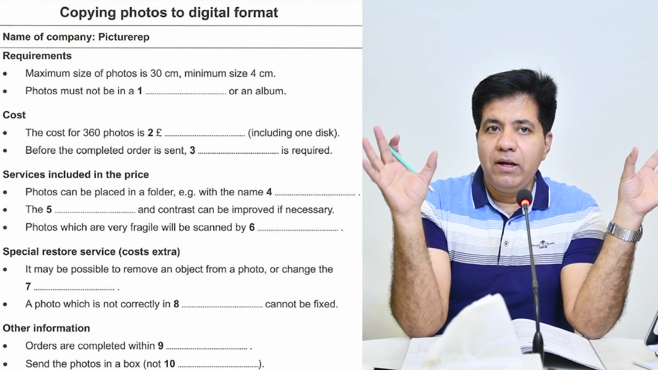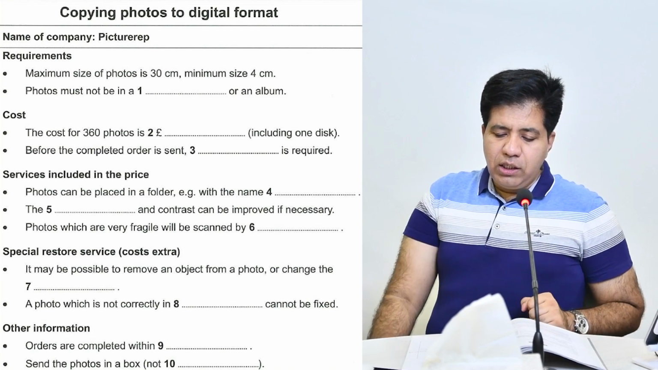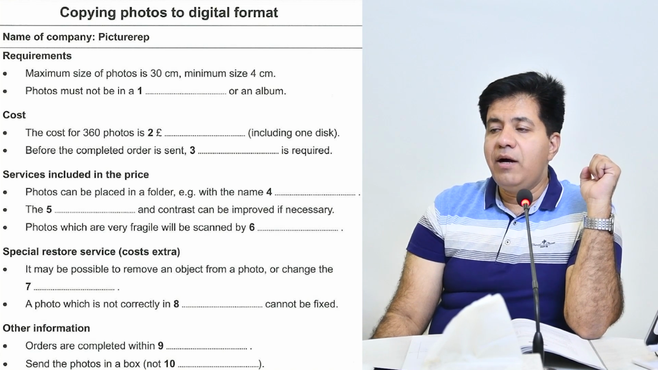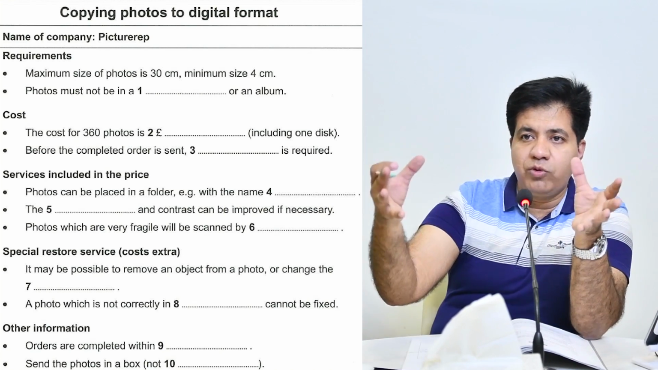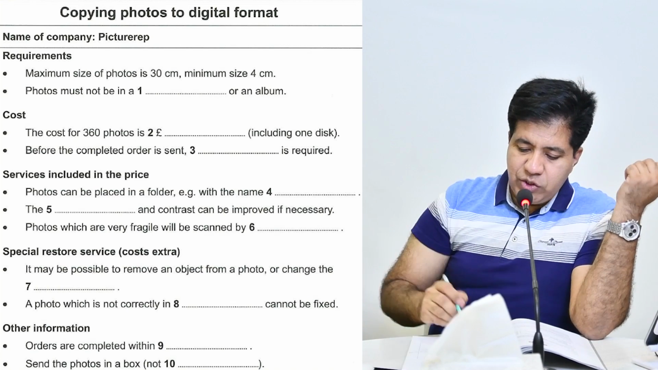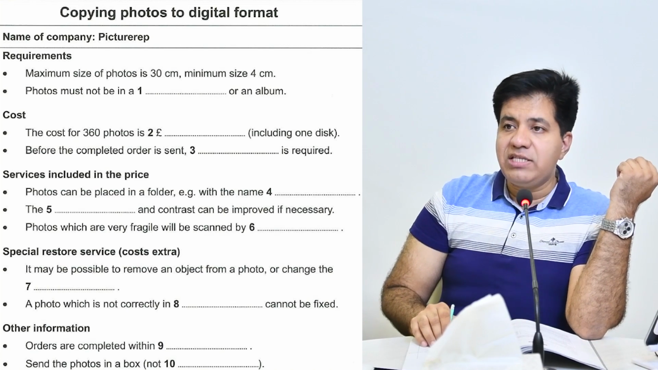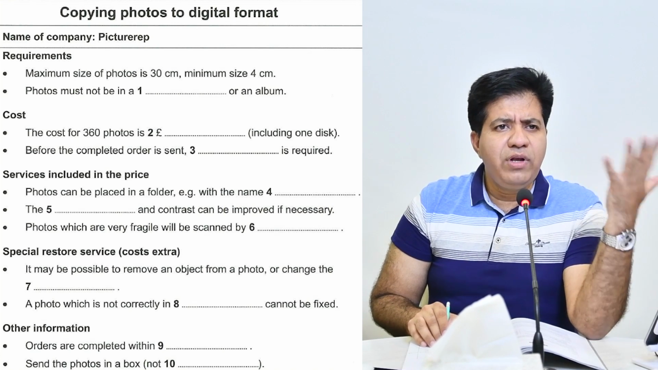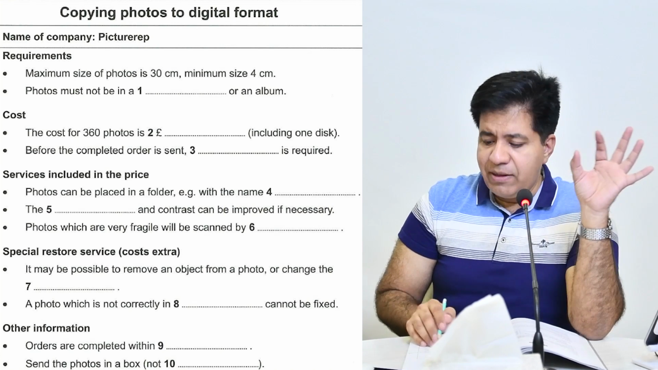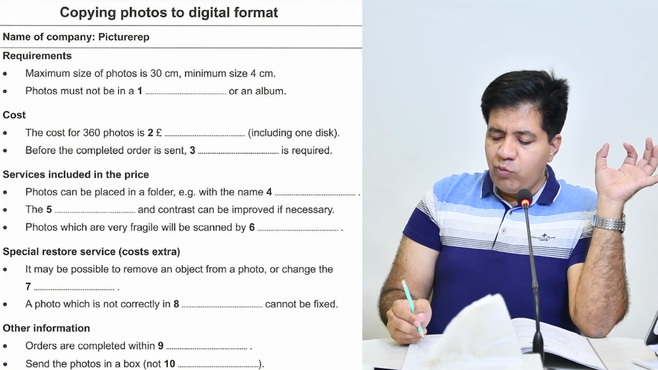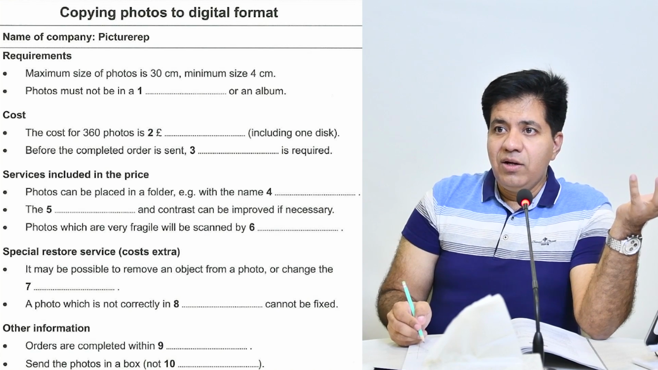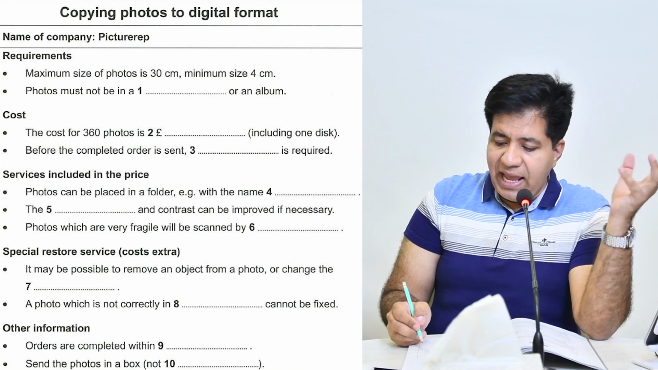All clear? Okay, good. Let's go on. Question number 3. Before the completed order is sent, they transfer the photos to digital format and they send you. Dash is required. Now they need something. Maybe address is required, phone number is required. They need something. And by the way, underline the word required. They might use the word we need, right? Or we should have your, or any other word like that.